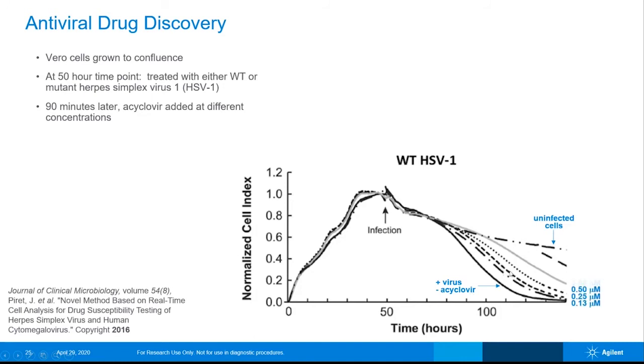As you go from low to high concentrations of this drug, you see these curves shifting upwards. At 2 micromolar of the drug, you've pushed the curve almost to the point of being equivalent to the uninfected sample.